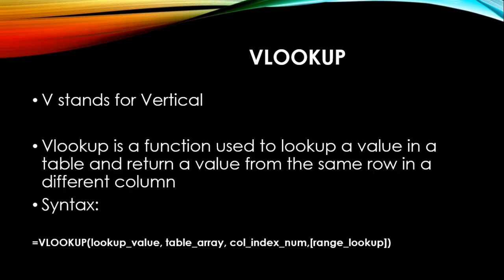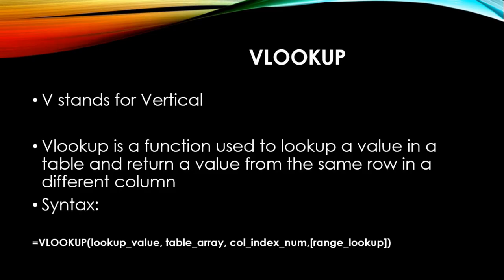And next, the column index number. You have to specify which column within the table range contains the value you want to return. And finally, the range lookup, which is optional. It specifies whether you want an exact match or an approximate match. Okay, when we explain with examples, you will understand better.